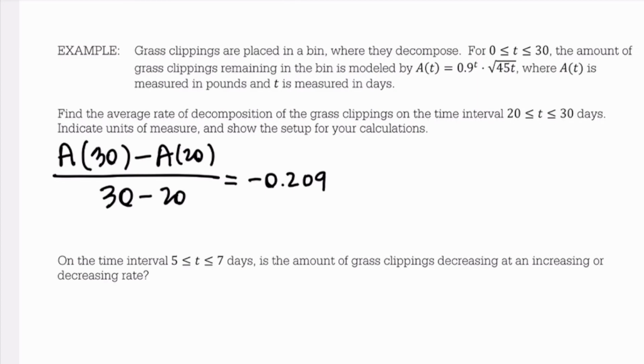And indicate units of measure. Well, A is measured in pounds, and t is measured in days. So pounds per day. And that's the average rate of decomposition of the grass clippings on the time interval 20 to 30 days.